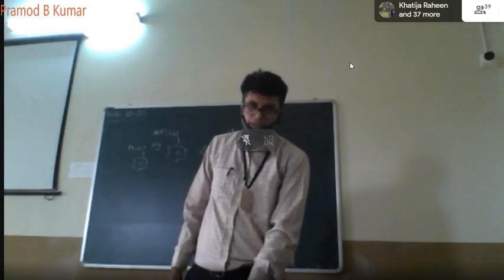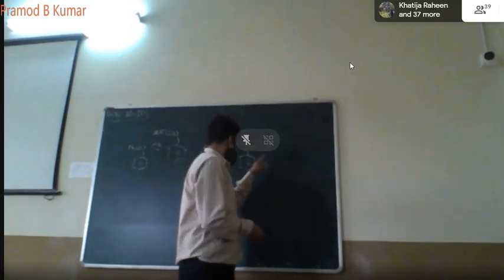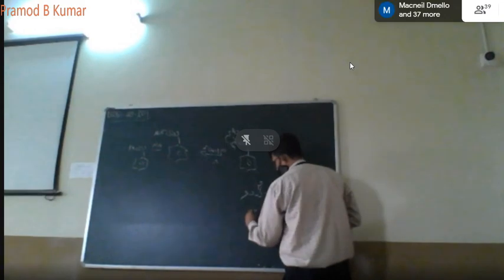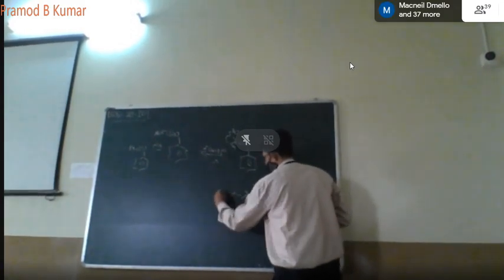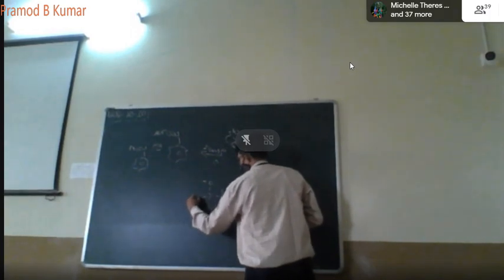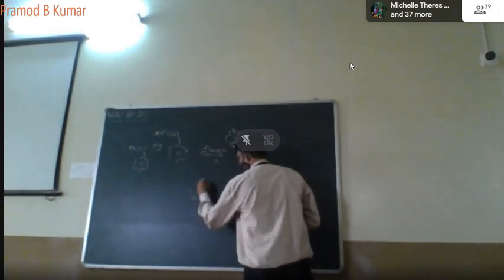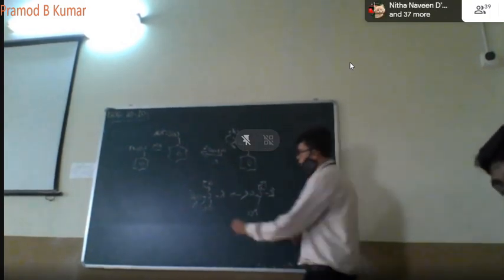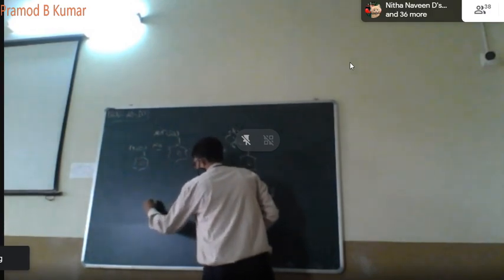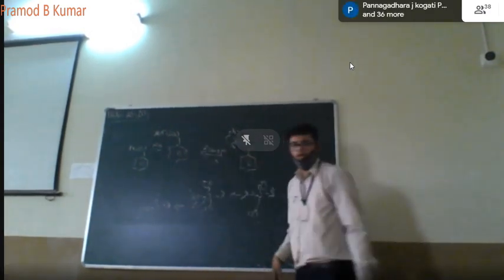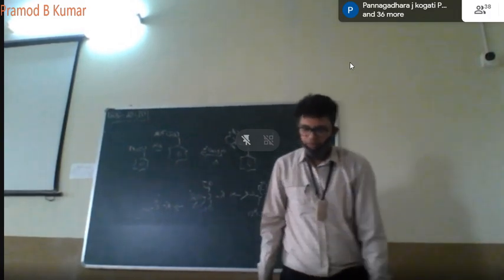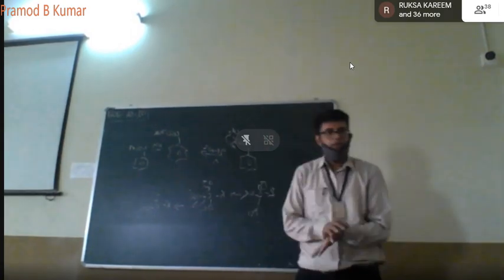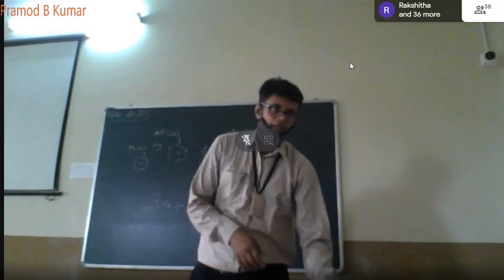In the hydrolysis, OH- attacks. So what happens? Your RC double bond O, OR: the O minus attacks over here, and you get RC O minus, OR, OH. When this comes out, your ester group goes out, and you get your RC double bond O. This is how the hydrolysis reaction occurs. Okay? So now let's go for the next reaction.